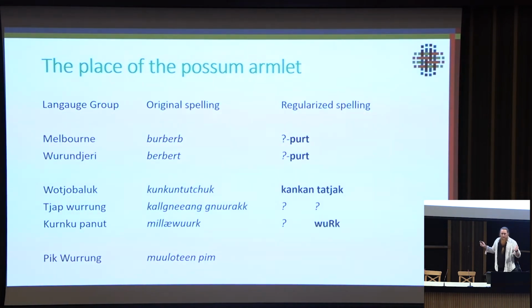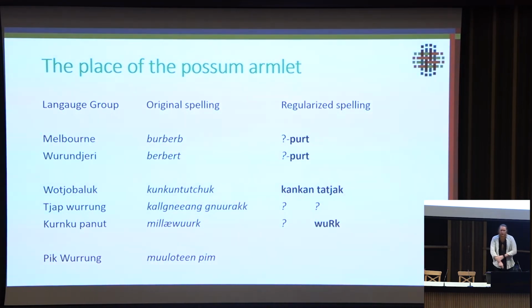Okay, so the first cultural ornament I'm going to talk about is the place of the possum armlet. Now we've got the Melbourne and Wurundjeri, we've got the same word there, and I've got Wurt, I've regularized that and isolated it as a separate kind of morpheme or segment, and why I've done that will become more clear when I move on to the next slide.